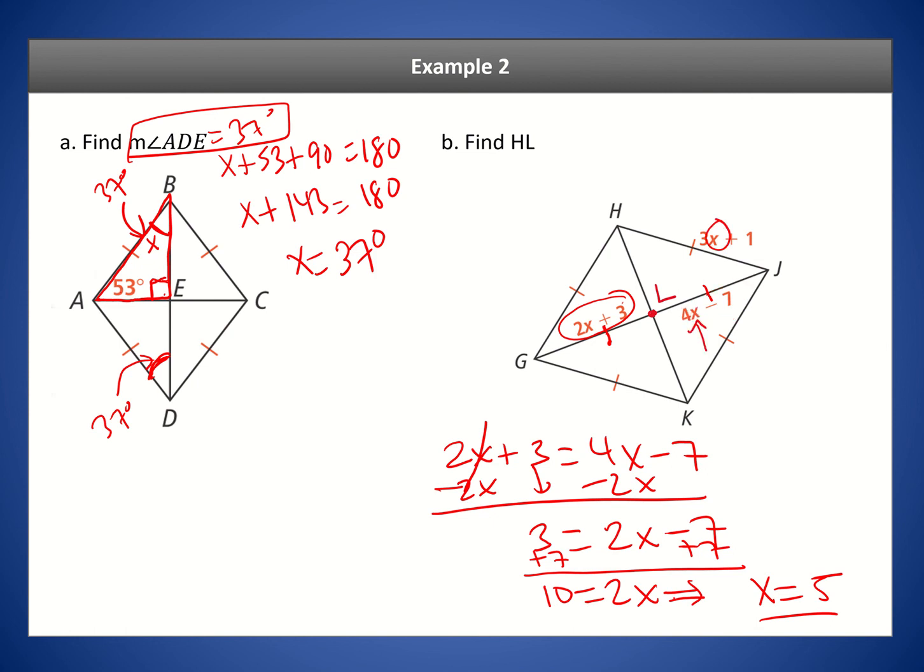So if we do this here, we get 4 times 5 minus 7, which is 13. So I'm just going to call this 13. And if we plug in x here, we're going to get 3 times 5 plus 1, which is 16. So I'm going to go ahead and call this 16 instead. So we know that diagonals in a rhombus form a right angle. So I'm going to focus on this right angle right here. So this is my right angle. And so we have a right triangle here. Since we got a right triangle, we can actually solve for the missing side here. We'll call this side A.